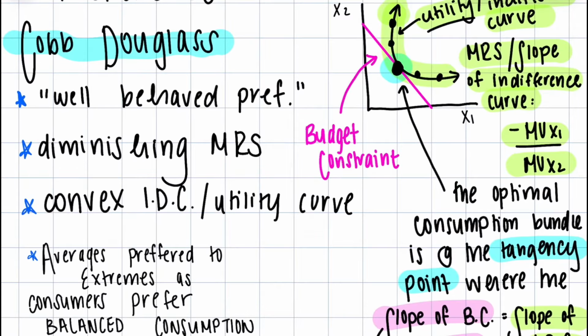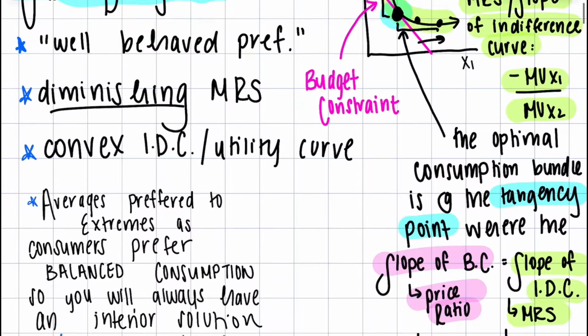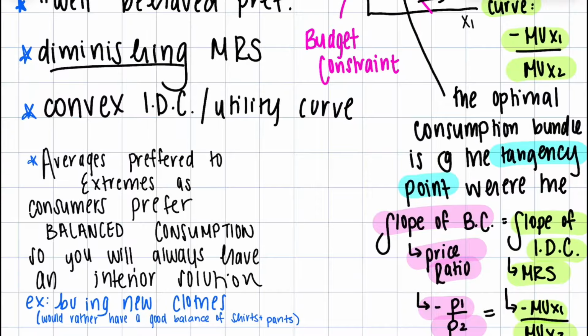With Cobb-Douglas, we have diminishing MRS. That just means that up here, our slope is pretty steep, and then it gets smaller and smaller and smaller, so we have a decreasing slope, a diminishing MRS. That just means that the more and more of x1 that we have over here, the less and less of x2 we are willing to give up. And that is because with Cobb-Douglas, we prefer averages to extremes. We prefer a balanced consumption.